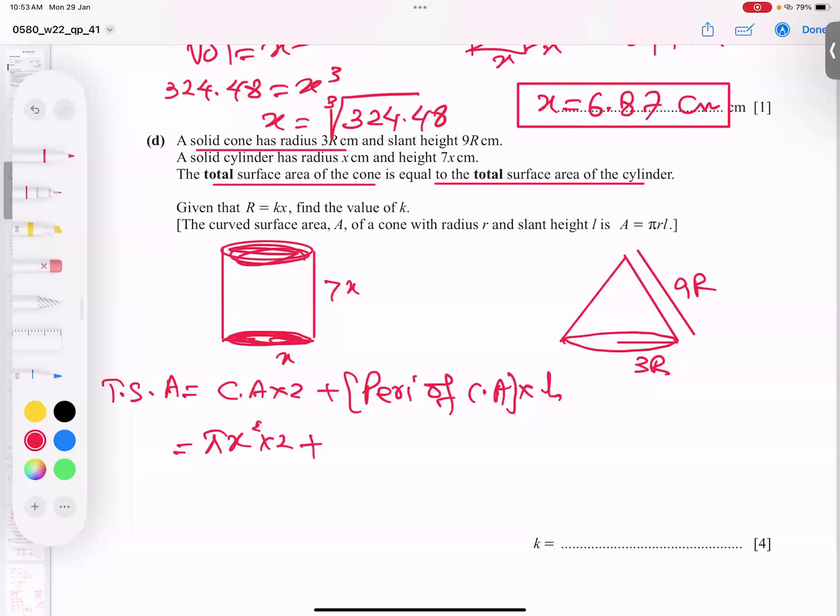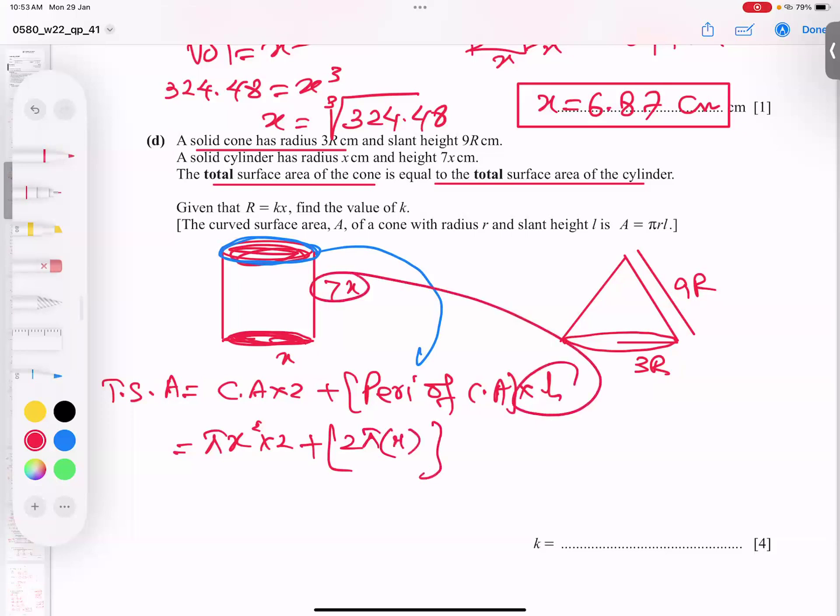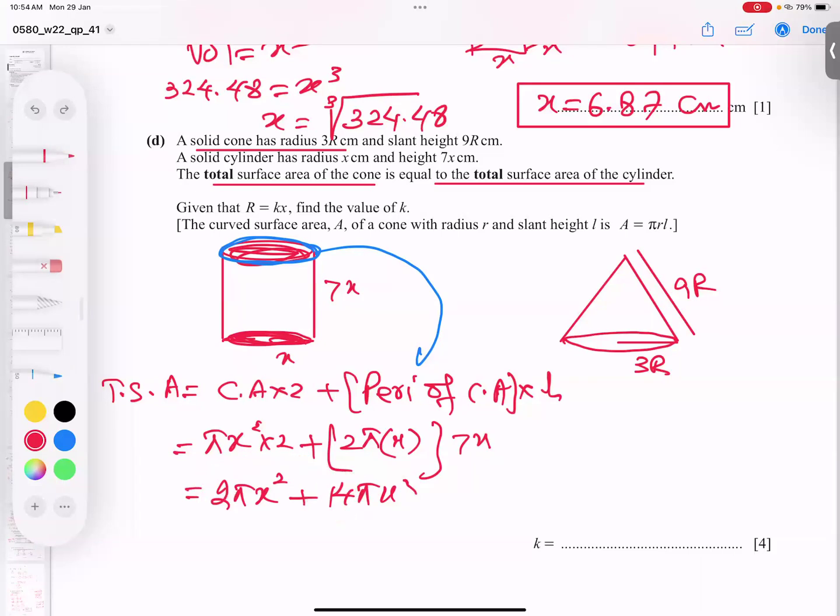And plus the perimeter of the cross area. What is the perimeter, student? This is the edge, called the perimeter, which is 2 pi r. R is x. And the height of the cylinder is what? 7x. So I'm getting here 2 pi x to power 2, and here 2 sevens are 14, 14 pi x square. 14 plus 2 becomes 16 pi x square. So alhamdulillah rabbil alameen, I got the TSA of the cylinder.